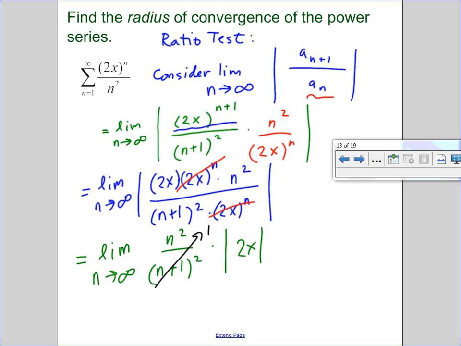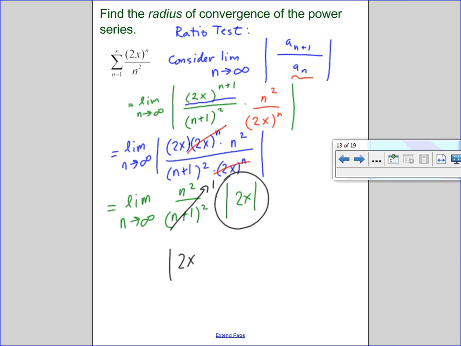Therefore, in order for this series to converge, what must be true? The absolute value of 2x must be less than 1. And that's what's going to allow me to determine my radius of convergence and ultimately interval of convergence, right? So this has to be less than 1 for my original limit L in order to be less than 1, guaranteeing convergence of the series. So when does this happen? Well, this is 2 absolute value of x less than 1.